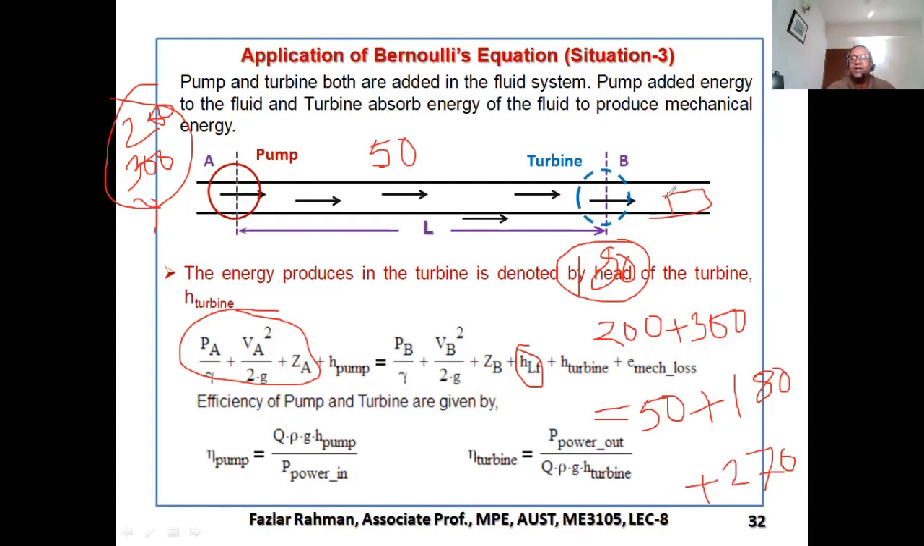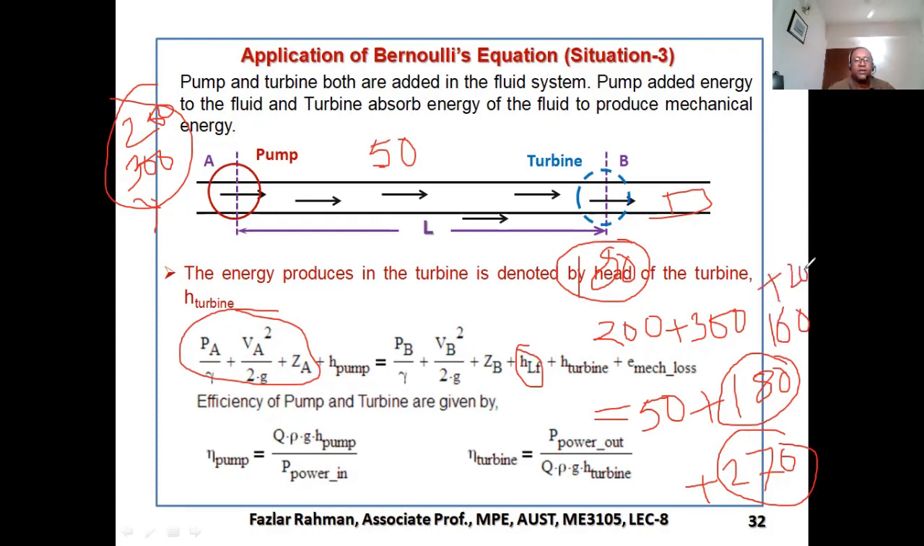That means when the fluid is leaving point B, you will have this much energy in the fluid. Now you see the turbine taking 180 amount of energy, but his efficiency is very low, right? For example, he doesn't know how to count 180. Instead of 180, he takes 160. So the remaining 20 is the mechanical loss in the turbine.